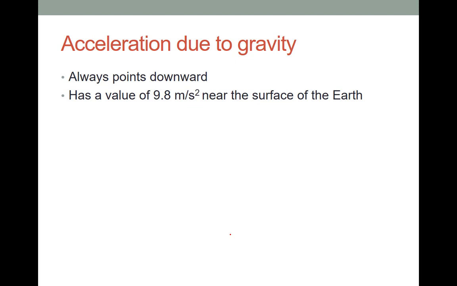And for that, we need to know the acceleration due to gravity. The acceleration due to gravity always points downward and has a value of 9.8 meters per second squared near the surface of the Earth.